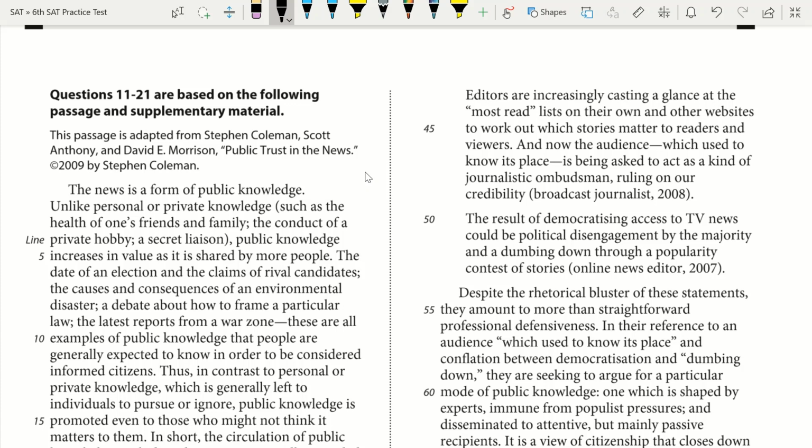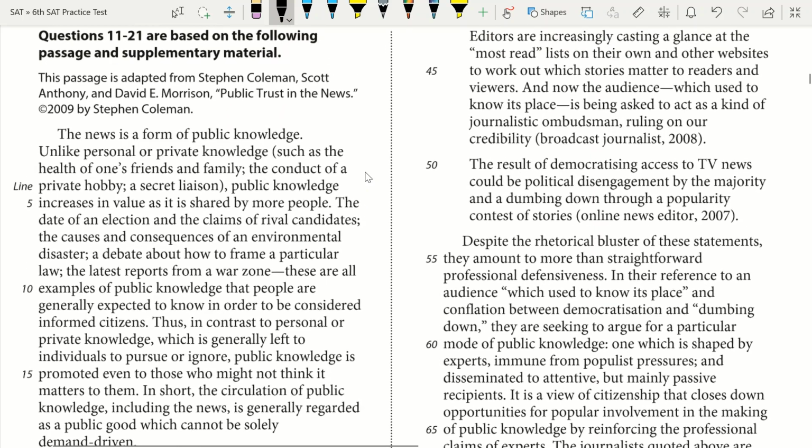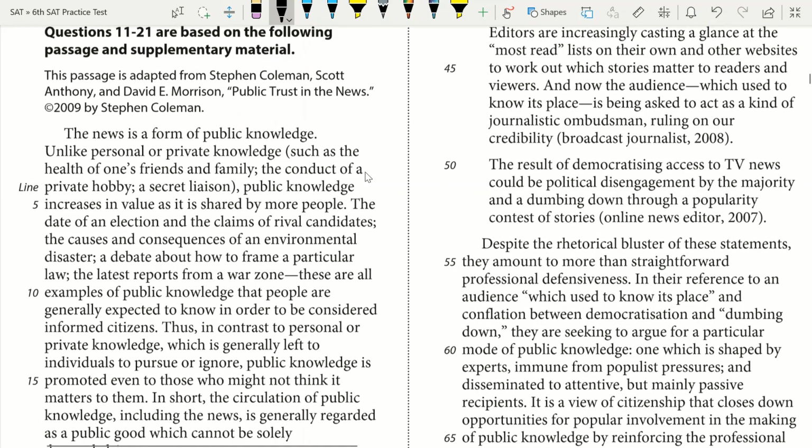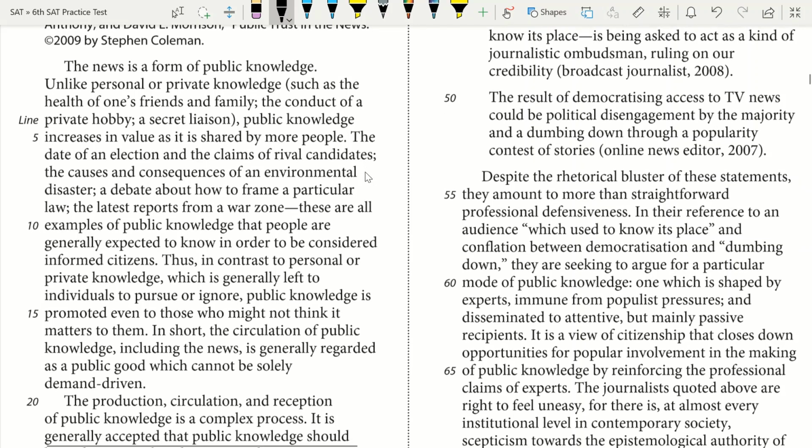All right, let's get started with passage 2. So we've got questions 11 through 21 are based on the following passage and supplementary material. This passage is adapted from Stephen Coleman, Scott Anthony, and David E. Morrison, titled Public Trust in the News, copyright 2009 by Stephen Coleman.